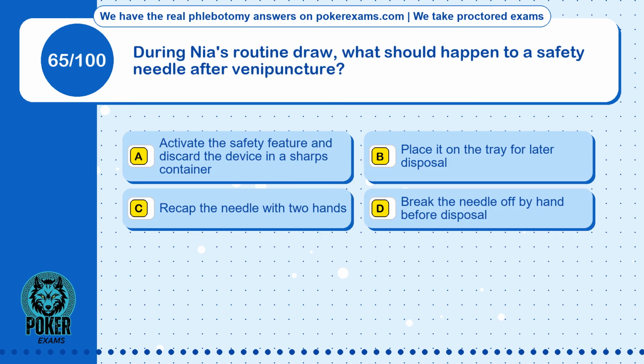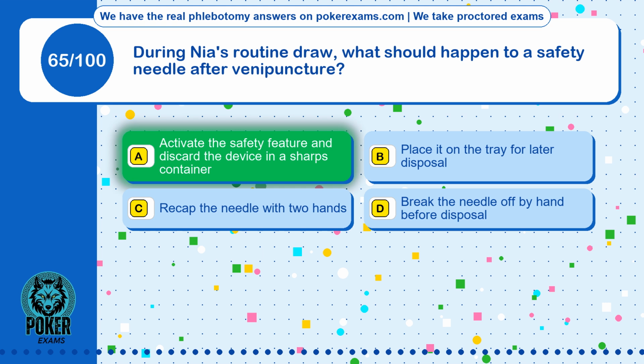Question 65. During NIA's routine draw, what should happen to a safety needle after venipuncture? Option A, activate the safety feature and discard the device in a sharps container. Option B. Place it on the tray for later disposal. Option C. Recap the needle with 2 hands. Option D. Break the needle off by hand before disposal.